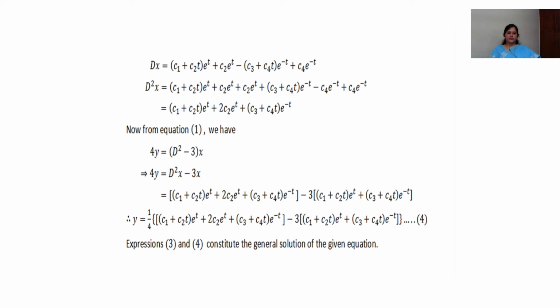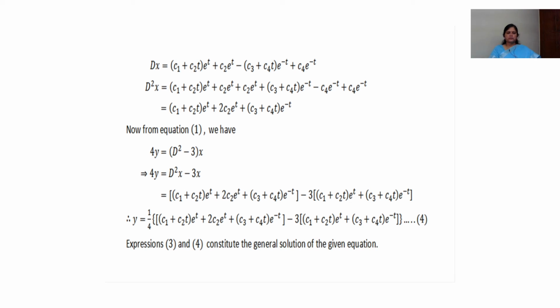So in dx the first term is c1 plus c2 into t e to the power t. If you differentiate that, we get the first term as well as the second term in d square x. Then c2 e to the power t is the second term in dx. If you differentiate that, we get the same term. That's why we write the third term of d square x as c2 e to the power t.